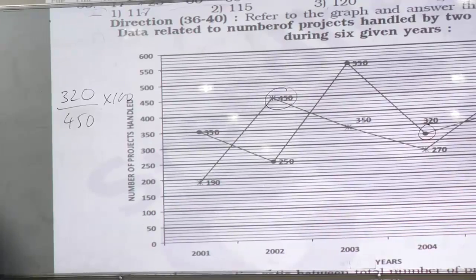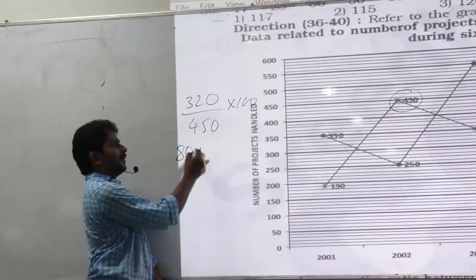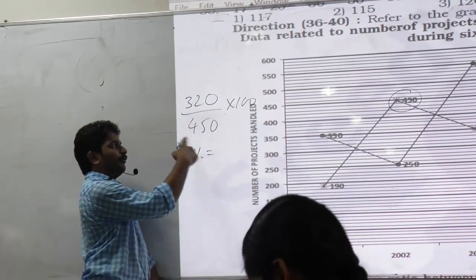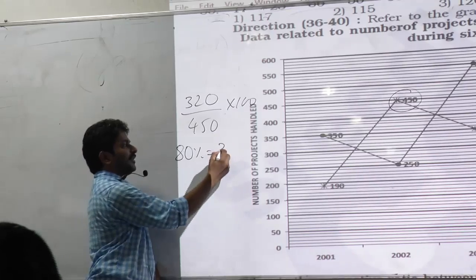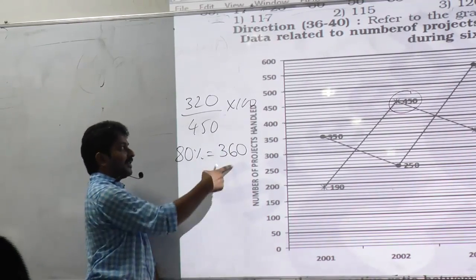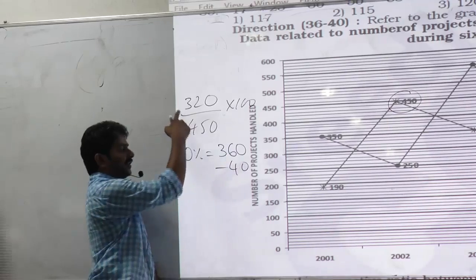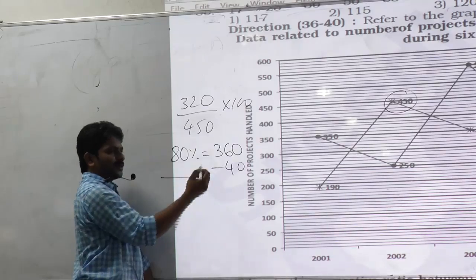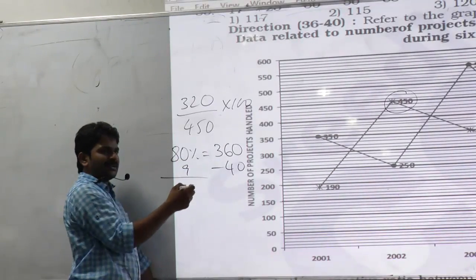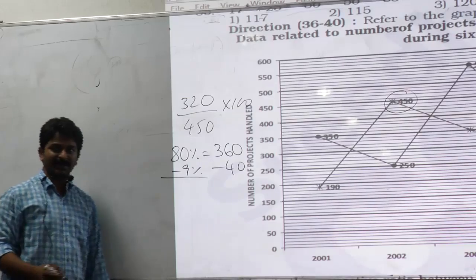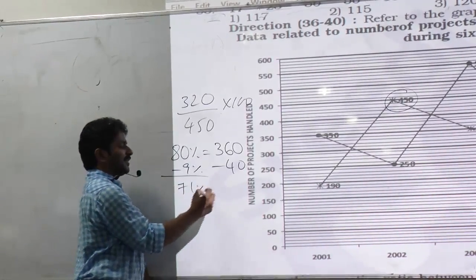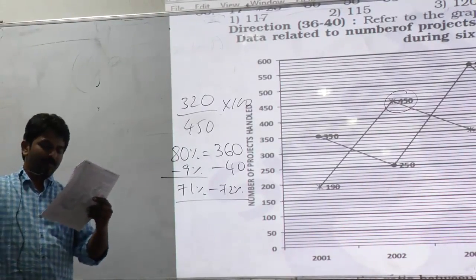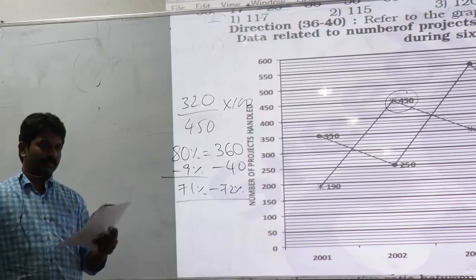Now let's calculate 80%. 80% of the denominator: you just need to subtract 20%. 20% is 90. 450 minus 90 is 360. Still you need to subtract 40 to make it 320. 10% is 45, so you need not subtract 10% but close to 10%. Probably you can say 9% or 8%. If you subtract 9% or 8%, answer will be near about 71% or 72%. Look at your options. You have only one, 71 1 by 9. Fifth option.